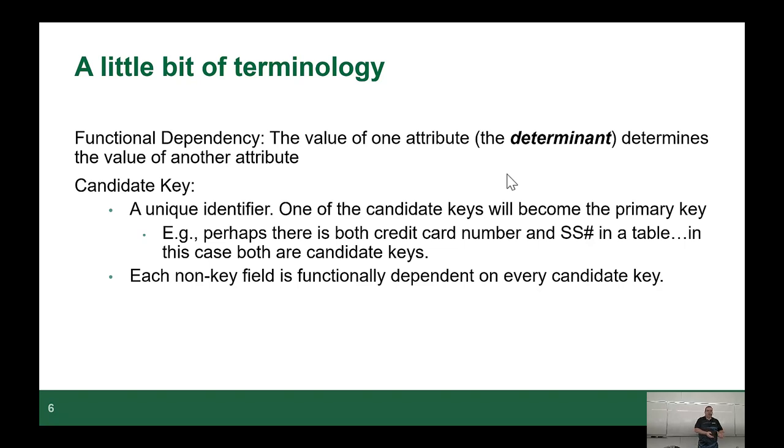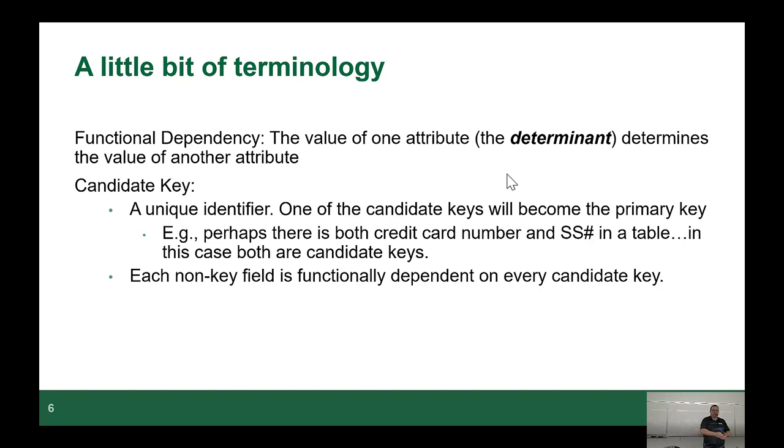For example, there's both a credit card number and a social security number in a single table. In this case, both would be candidate keys. And once again, I reiterate, never ever put social security numbers and/or credit card numbers in a database table unless you have no other choice. There's much better ways to store that data safely. That's just no. Especially if your database touches the outside world in any way. It shouldn't be in there.